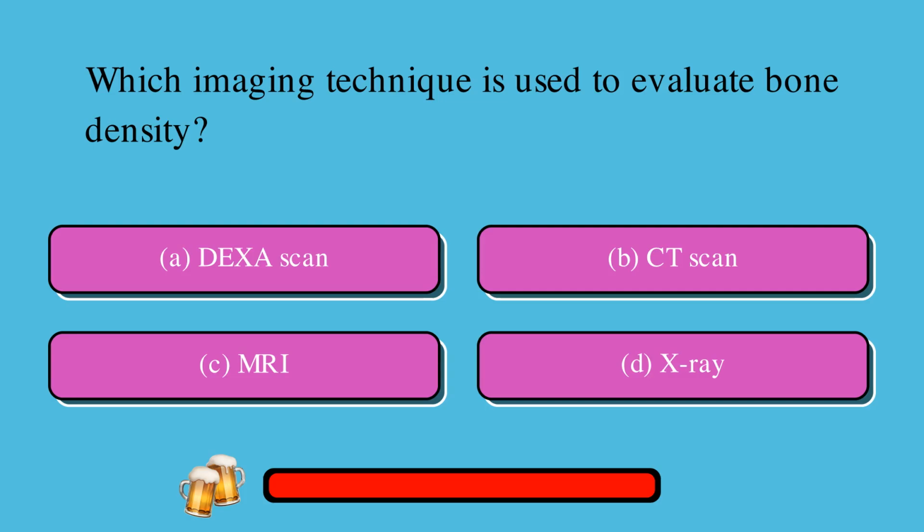Which imaging technique is used to evaluate bone density? A. DEXA scan, or B. CT scan, or C. MRI, or D. X-ray? The correct answer is A. DEXA scan.